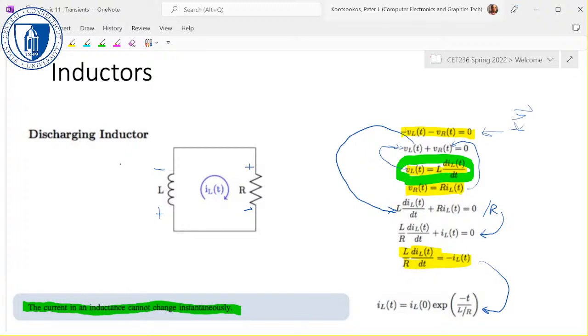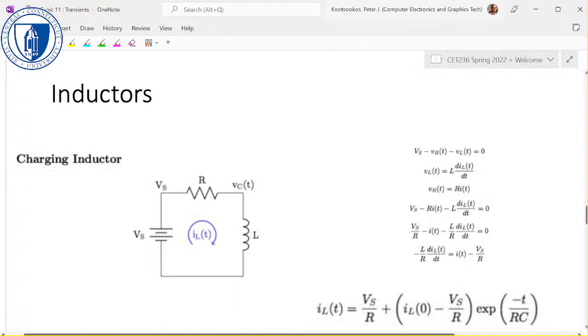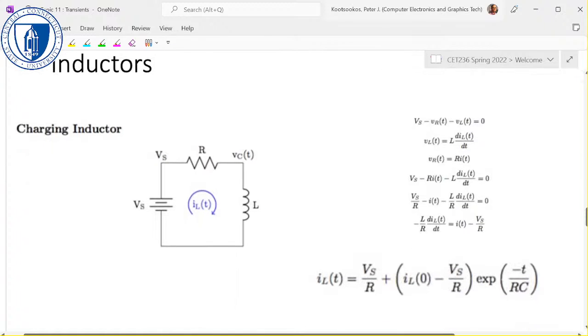So here we are discharging an inductor. That means that the inductor had current flowing through it. So the next thing is to charge an inductor. So we'll do exactly the same thing we had before, but now we've got a voltage applied.